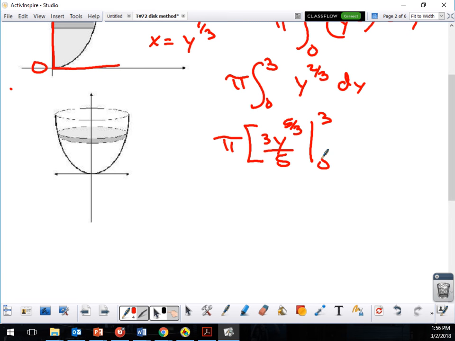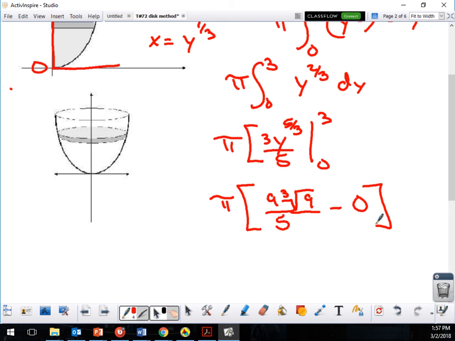I don't want to put that as a fraction in the calculator. That's more than one, so that's going to be 9 over 5. So it's going to be pi 9 over 5, and that's going to be the cube root of 3 squared, which is 9, minus 0.